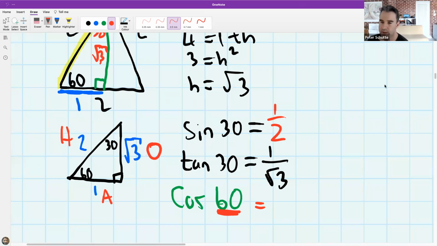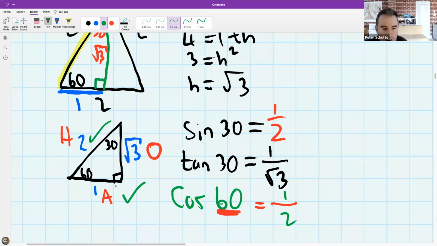Okay, so from what I see here, let's go to Annie. Annie, how did you do it? So using what we've been learning so far, we know that cos is adjacent over hypotenuse, and the adjacent is 1 and the hypotenuse is 2. So we put it as 1 over 2, which is cos 60.